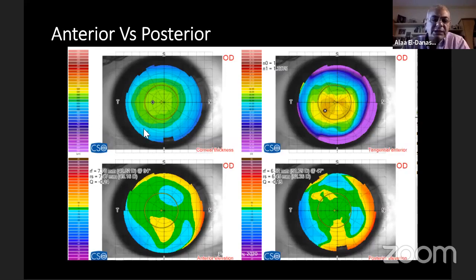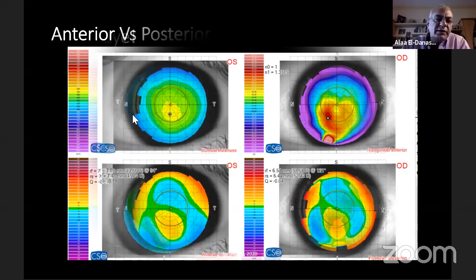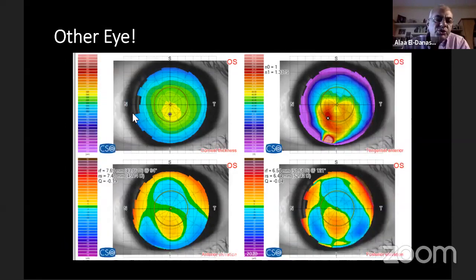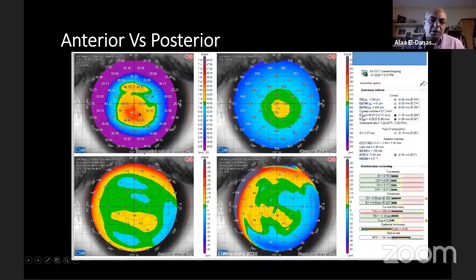Another case where the posterior surface shows a very normal elevation, while the anterior shows early keratoconus. If you are in doubt and you don't believe the anterior surface, look at the other eye of the same patient. This is a definite keratoconus. So I showed you now two examples where the keratoconus can be detected first on the anterior surface as opposed to the posterior surface. On the posterior surface, absolutely no.